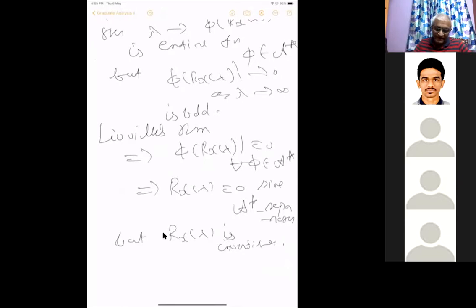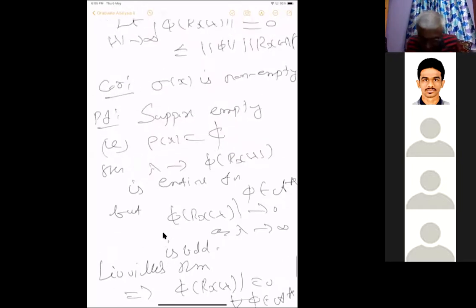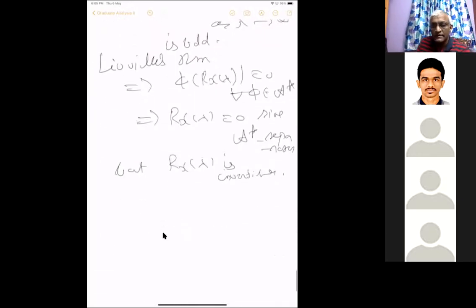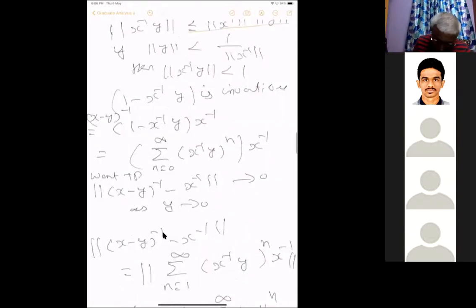So from what we have done in the earlier proposition and Liouville's theorem, sigma of x is non-empty. If it were empty, then the function we have is an entire function. But from the calculation we have done, it is a bounded entire function whose limit vanishes at infinity, so it has to be 0. That's not possible because R_x(lambda) is invertible. I think this is fine.